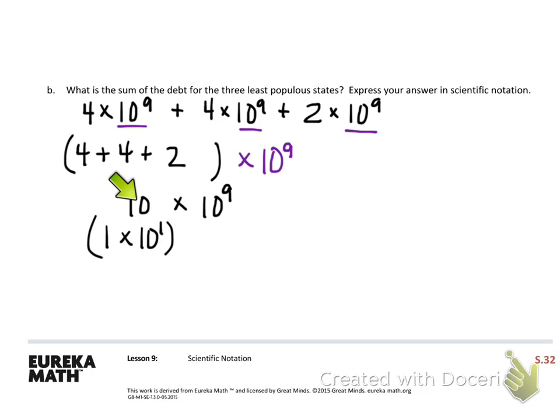The 10 can be rewritten as 1 times 10 to the first. The reason I'm doing that is because, once again, this number here, 10 times 10 to the 9th, is not in scientific notation because this part needs to be less than 10 and greater than 1. So that's why I'm doing this. And then finally I can write it as 1 times 10 to the 10th, and that is in scientific notation.